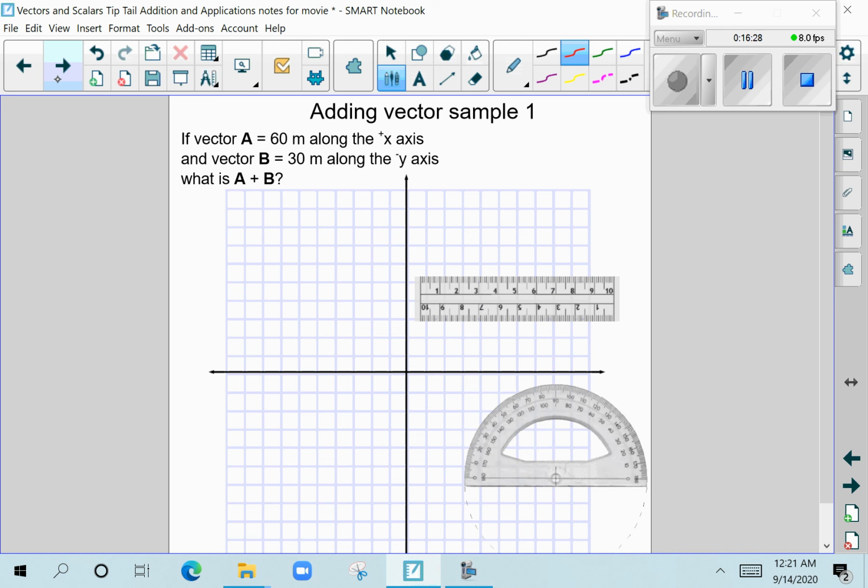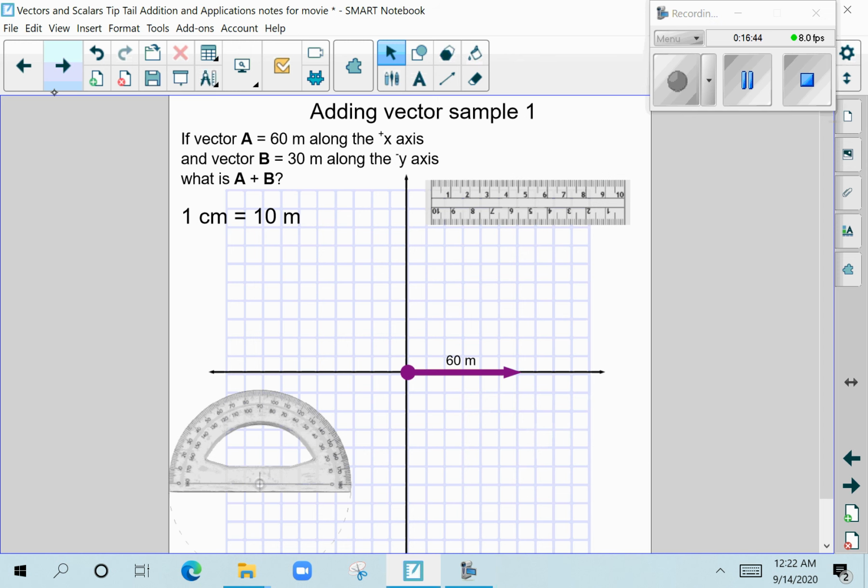I have vector A, which is 60 meters along the positive x-axis, and vector B, which is 30 meters along the negative y-axis. And I want to simply add vectors A and B together. So if you notice, I have an origin already pre-drawn here in the middle of my grid. And the first thing I'm going to do is set up a scale. You can see that right here. I'm saying 1 centimeter equals 10 meters. It could be anything I want. I like that one as my scale.